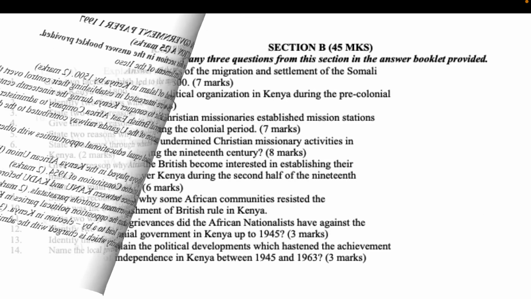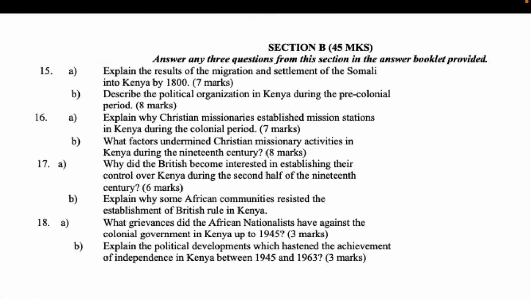1 mark. Section B, 45 marks. Answer any 3 questions from this section in the answer booklet provided. 15. A. Explain the results of the migration and settlement of the Somali into Kenya by 1800. 7 marks. B. Describe the political organization in Kenya during the pre-colonial period.